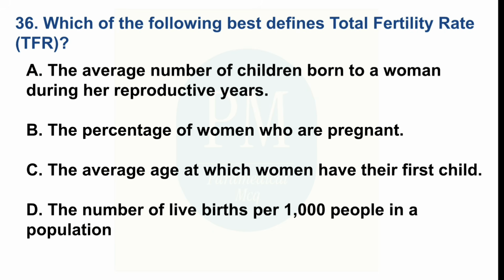Which of the following best defines total fertility rate, TFR? Option A, the average number of children born to a woman during her reproductive years. Option B, the percentage of women who are pregnant. Option C, the average age at which women have their first child. Option D, the number of live births per 1,000 people in a population. The correct option is option A, the average number of children born to a woman during her reproductive years.